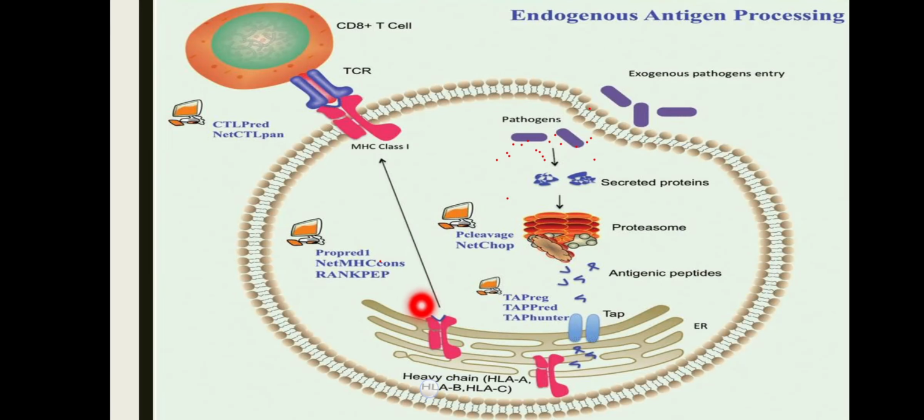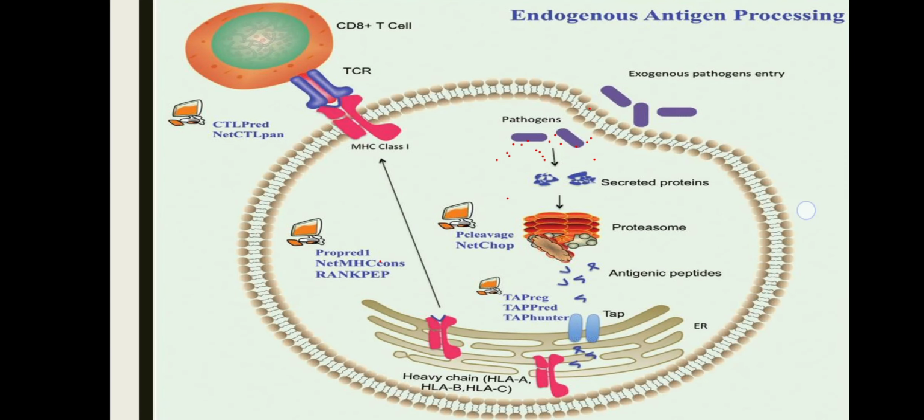This MHC-I molecule goes from the endoplasmic reticulum to the cell membrane of the nucleated cell and presents the antigen on the membrane to the CD8 plus T cells, or cytotoxic T cell. This is the receptor of the cytotoxic T cell, this is the MHC-I molecule, and these are the antigenic peptides.